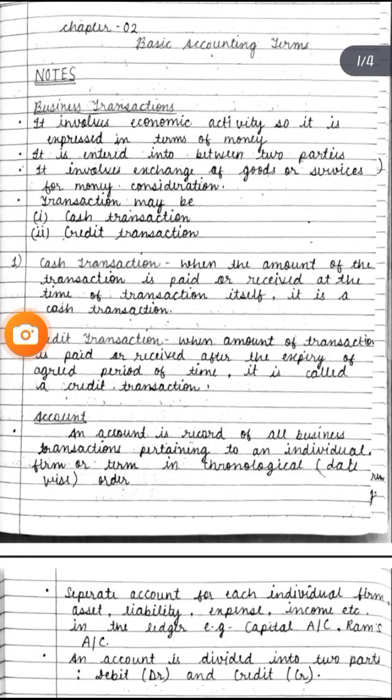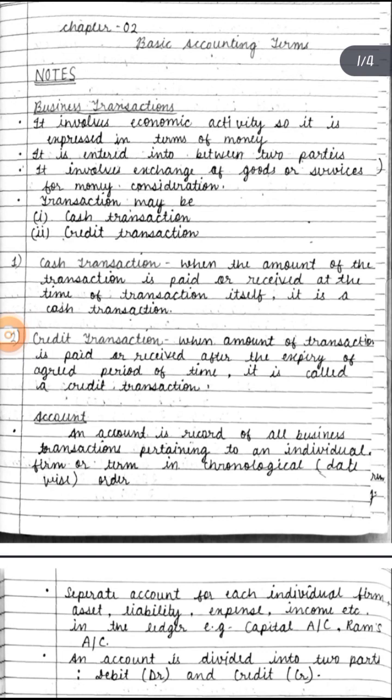Chapter 2, Basic Accounting Terms. In this chapter, we are going to study some basic accounting terms which are used in the business on a daily basis. Some examples of basic accounting terms are business transactions, capital, account, liabilities, assets, drawings, expenditures, incomes, profit, gain, expense, insolvent, solvent, etc. We are going to study one by one.